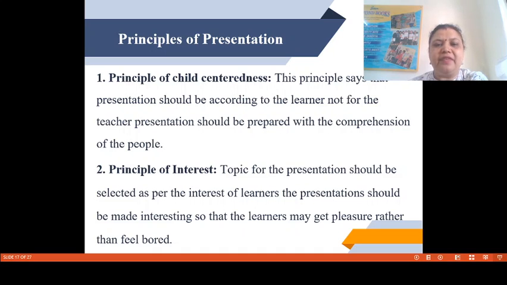Whatever content we are designing in the form of presentation, that should be according to the need of the child. Principle of interest. Topic for the presentation should be selected as per the interest of learners. The presentations should be made interesting so that the learner may get pleasure rather than feel bored. So, we need to follow the rule of versatility while making the presentations.